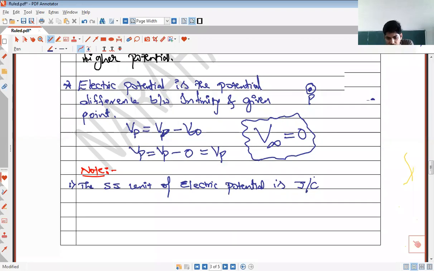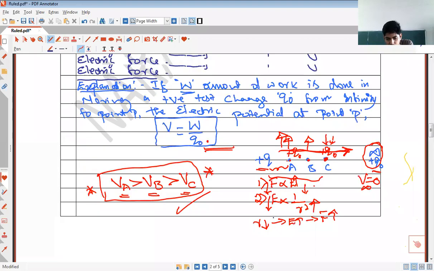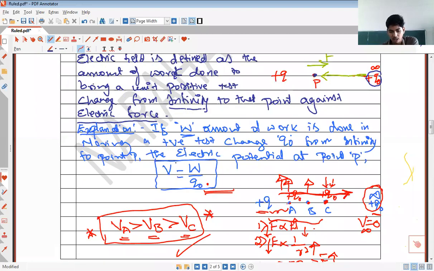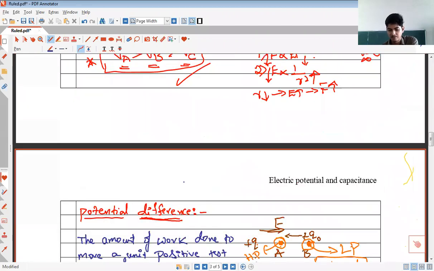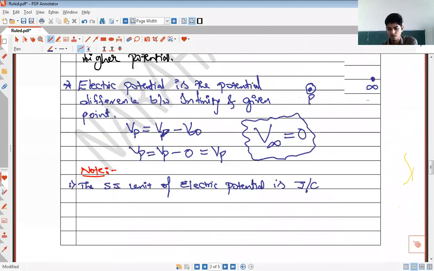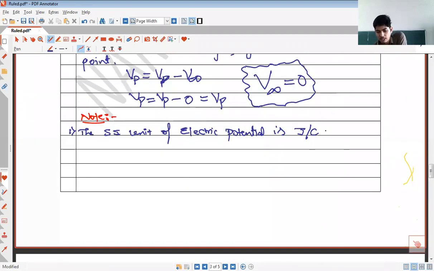See, we have defined electric potential as work done by charge. Work is measured in joule and charge is measured in coulomb. So electric potential is measured as joule per coulomb. So the SI unit of electric potential is joule per coulomb, or you can also write this as volt. Joule per coulomb can also be written as volt, right? So this is the SI unit of electric potential.